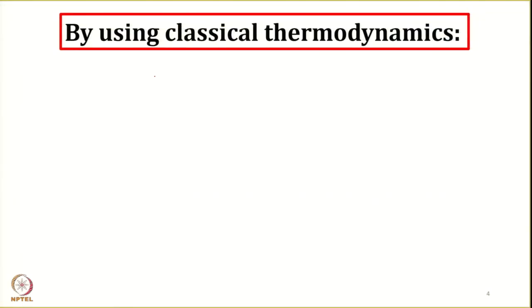Let us see, do we get the same result by using classical thermodynamics? Again, we go to the same expression. dS is equal to dQ reversible by T, which is equal to dH at constant pressure divided by temperature, because we will derive the expression for constant pressure conditions. So, if the pressure is held constant, then dQ is equal to dH, and this is equal to Cp dT. dH is Cp dT and you have T.